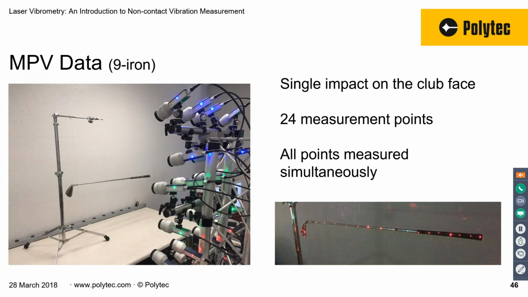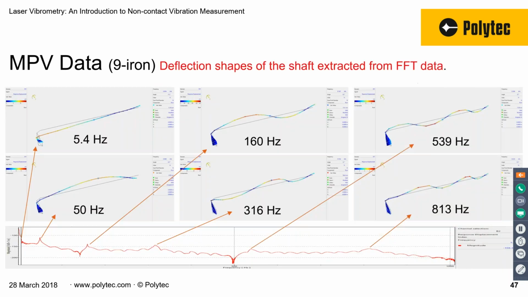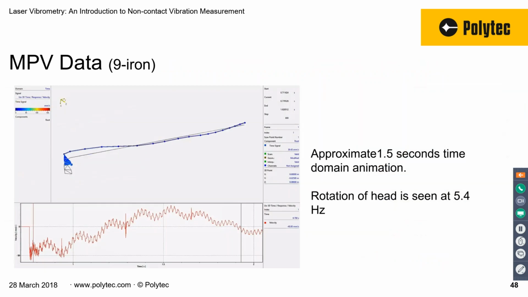And here's an example of a measurement on a 9-iron golf club face, and the shaft. 24 measurement points. All points were measured simultaneously, and here are the different deflection shapes that were measured from the frequency spectrum. Here's the frequency spectrum down here. So here's resonance 1, 2, 3, 4, and 5, and here are the corresponding deflection shapes, again from a single impact of the club face.